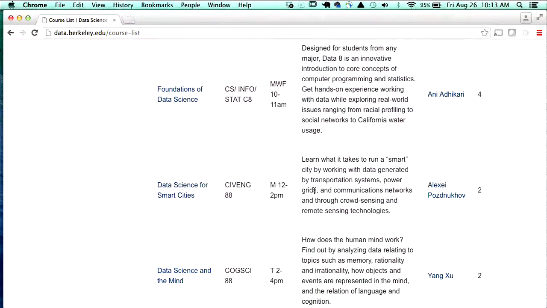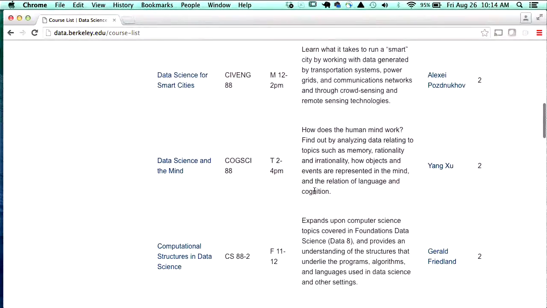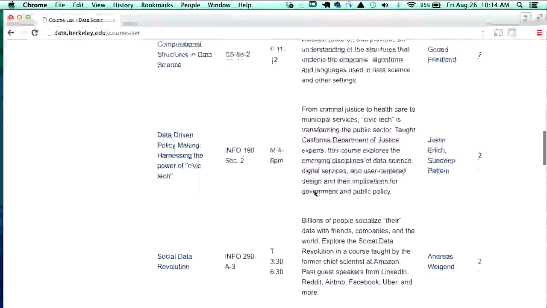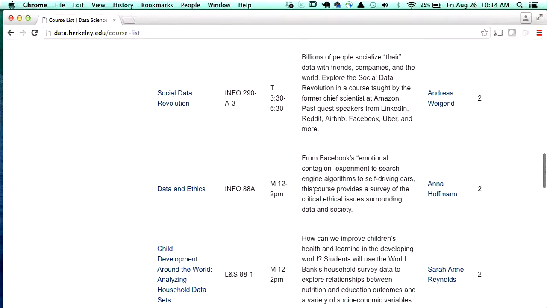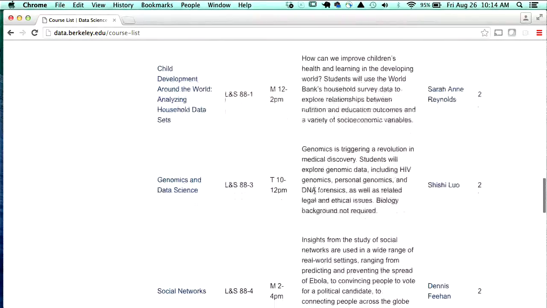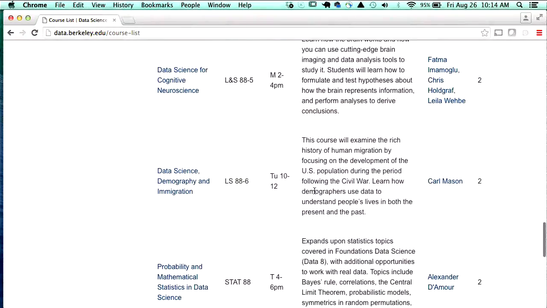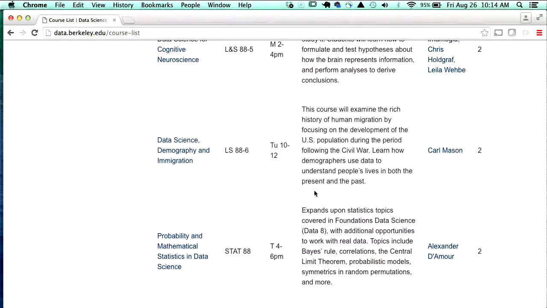All right, so Foundations of Data Science, that's us. And then we have the connector courses. And you can see Smart Cities, Data Science and the Mind, computational structures for those who want a little bit more computing, policy making, civic tech, social data revolution, ethics, child development, genomics, social networks, cognitive neuroscience, immigration, and for those of you who want the math theory, there's probability and math stat as well. All of those courses are connector courses attached to this one. So you can take as many of those as fit your schedule this semester or next semester.